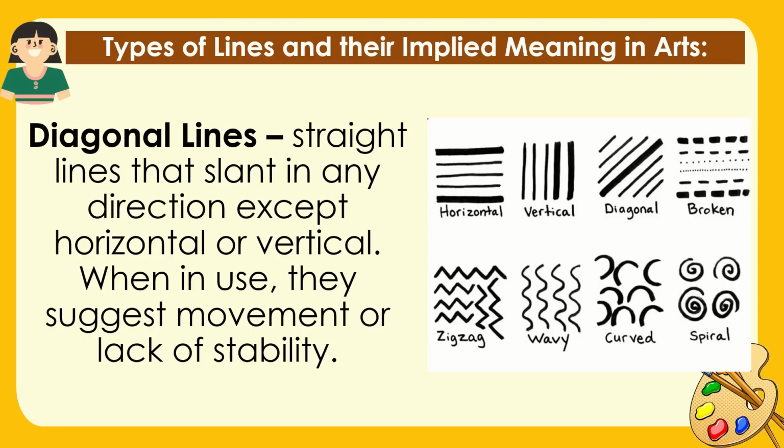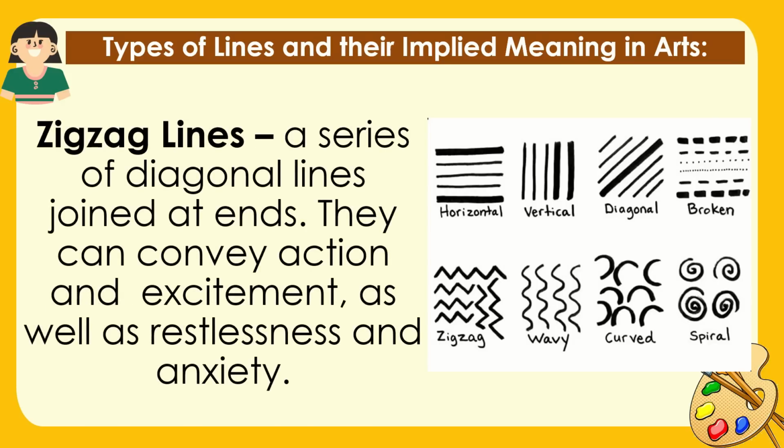Diagonal lines. Straight lines that slant in any direction except horizontal or vertical. When in use, they suggest movement or lack of stability. Zigzag lines. A series of diagonal lines joined at ends. They can convey action and excitement as well as restlessness and anxiety.